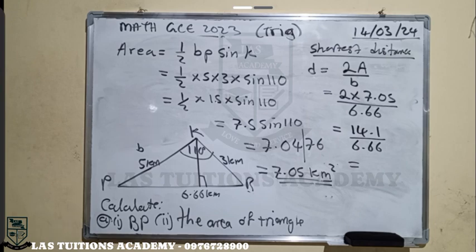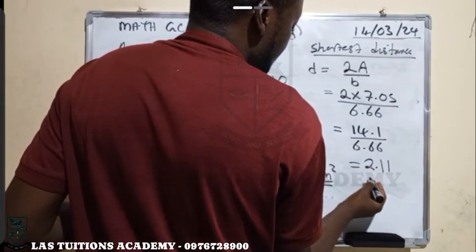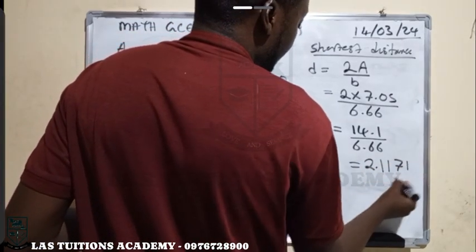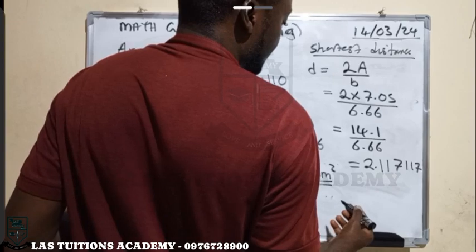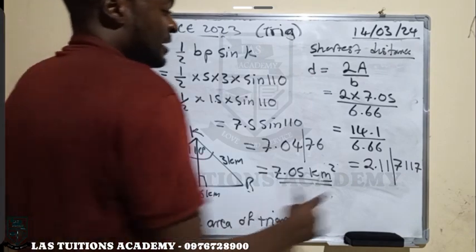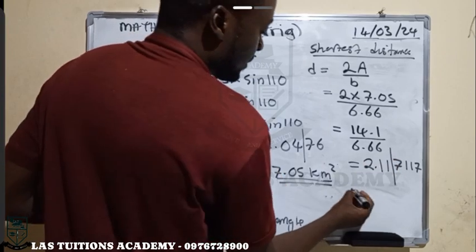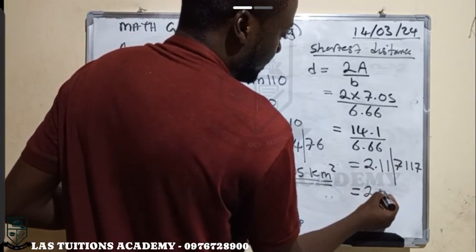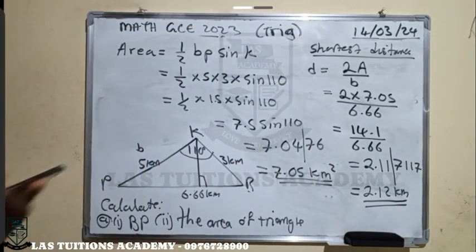We get 2.1171 and so on and so forth. We are only interested in two decimal places. You see the 7 is bigger than 5, or if it was 5 itself, we could have rounded off. So when we round off here, we get 2.12 kilometers. So that is how we find the shortest distance from K to BP. Any question?